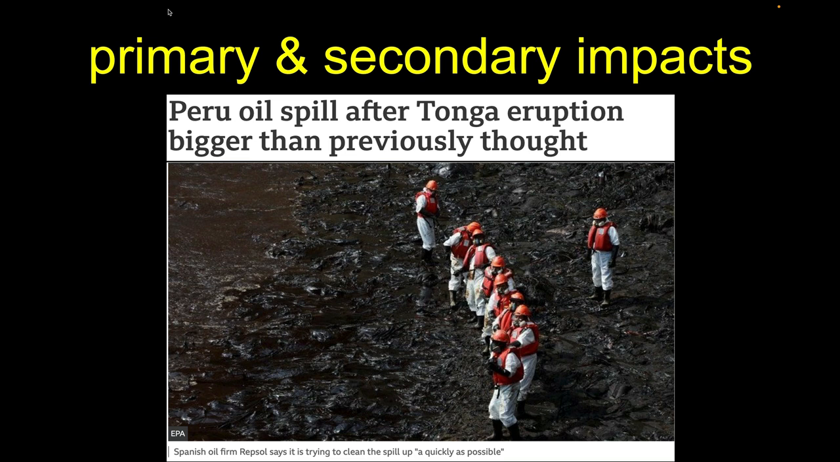So in this case, this was an eruption that led to other tsunamis and various things. And then the wave of water washed up onto a not well protected oil storage facility and broke into the tanks of oil stored there, and then we had an oil spill.